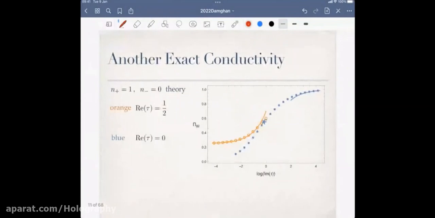And here's just another example where we change the matter a little bit. And again, you can get these exact conductivities. And here I've introduced a small theta angle and looked at the conductivity in that case as well. So you can break CP.